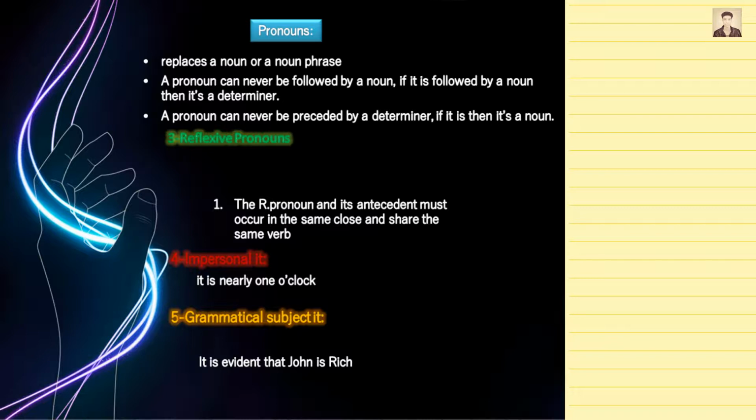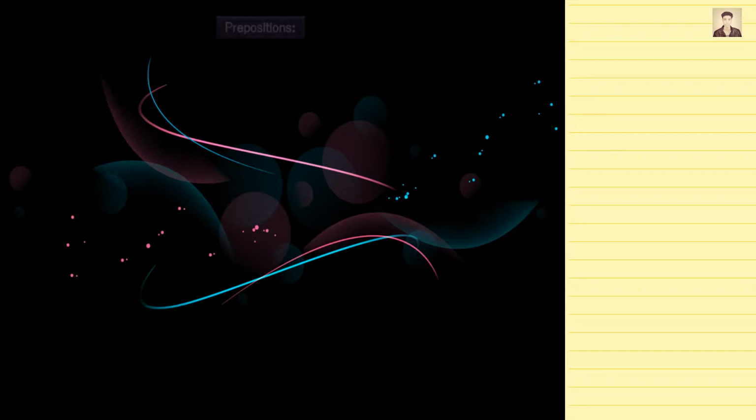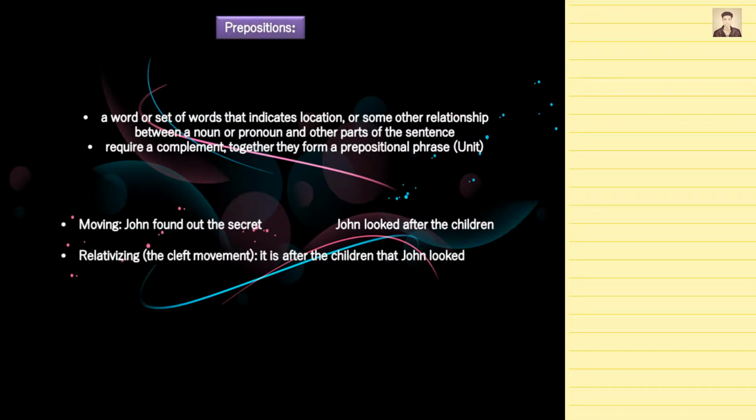Impersonal it. It is nearly 1 o'clock. So it here, it doesn't refer to any person. It doesn't replace any noun. It is only there because it fulfills a purpose, a grammatical purpose. We call it a grammatical subject, it. And we have another example. It is evident that John is rich. So it here is an impersonal it. It is only a grammatical subject.